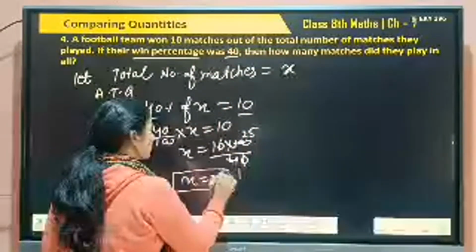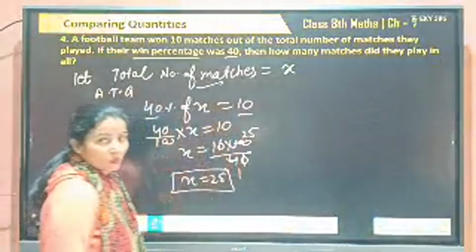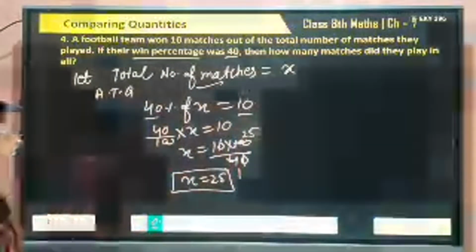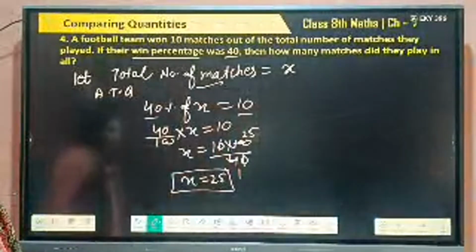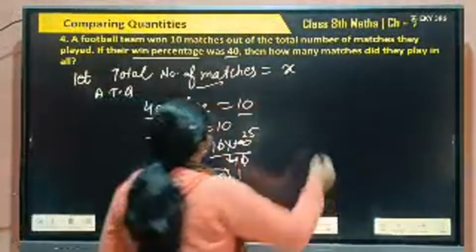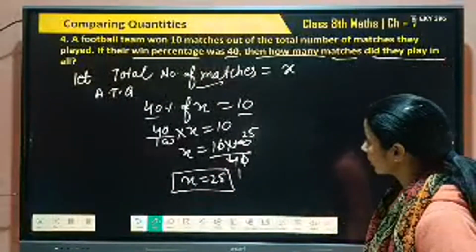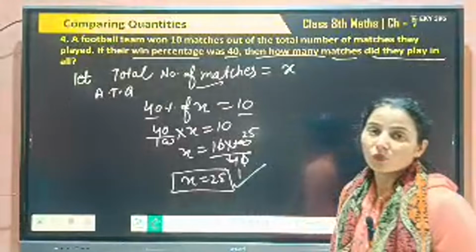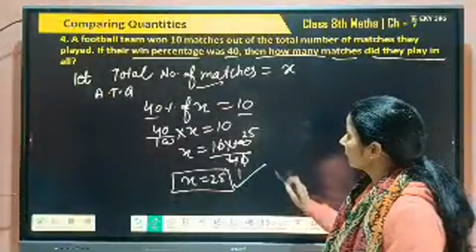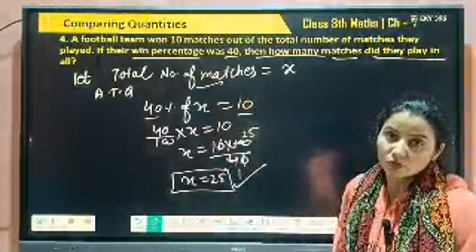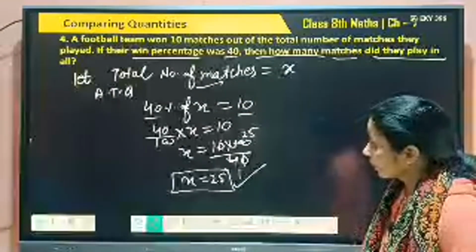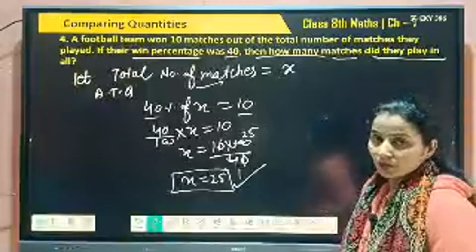So how many matches did they play in all? The number of matches played is 25. So the total number of matches is 25. Out of 25, they won 10 matches, which is 40% of this 25. Question number 4 is completed.